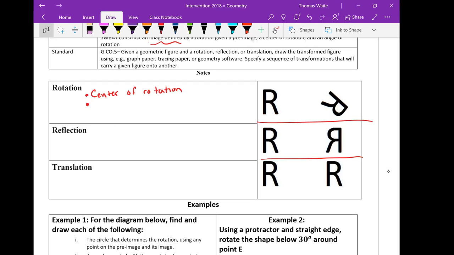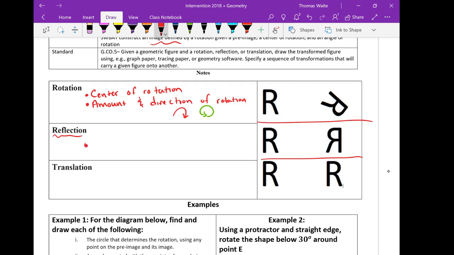We also needed to know the amount and direction of rotation. So that means we could either rotate clockwise, in the direction the clock face goes, or we could go counterclockwise, the other way. So there's two different directions we can rotate. We could also rotate different amounts. Maybe we rotate 30 degrees or 180 degrees. Right? The second transformation you talked about was a reflection.